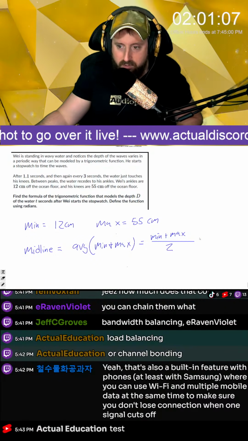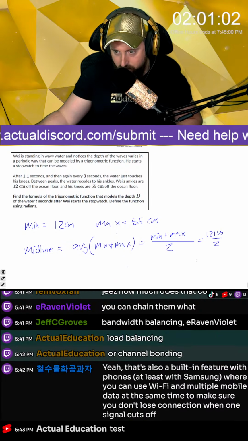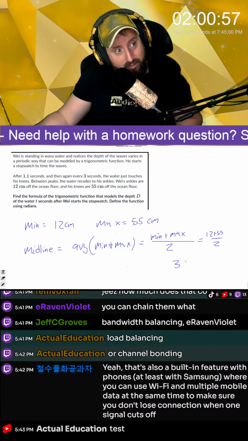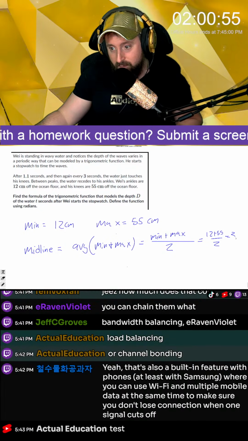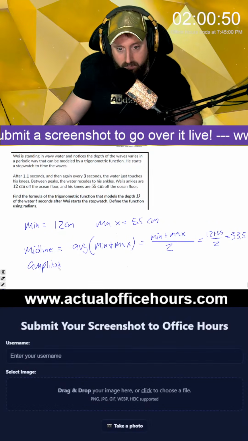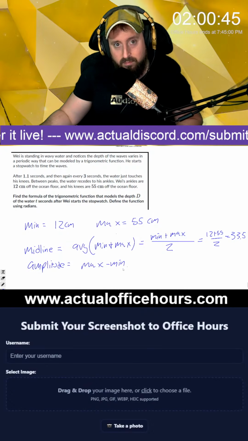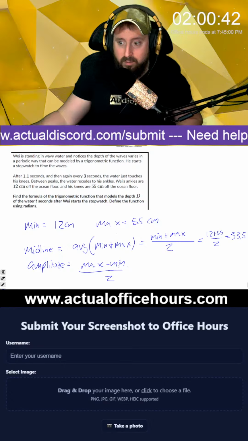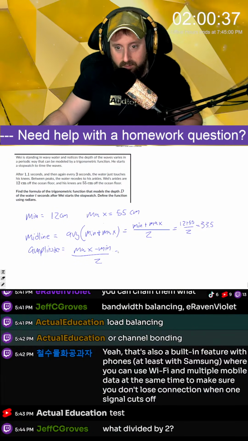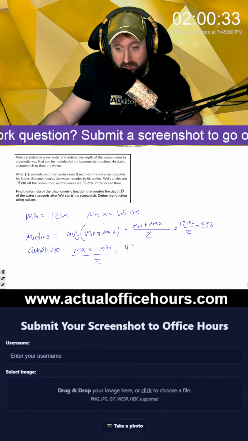So min plus max divided by 2. So that's going to be 12 plus 55 all over 2. So that's equal to 67 divided by 2, so that's 33.5. Okay, and then amplitude is equal to max minus min divided by 2. 67 divided by 2, I think it's 33.5. But then the max minus the min, that ends up equaling 43 over 2.